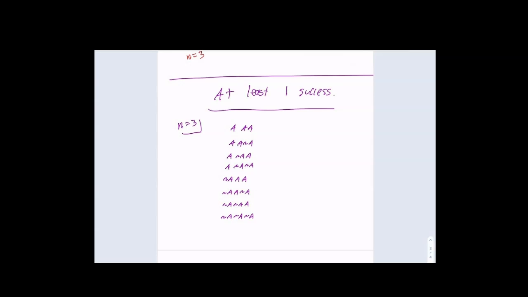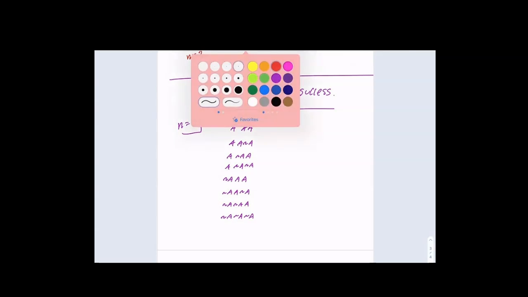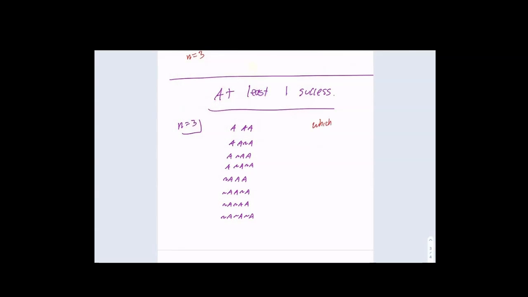So the question I have for you is, which of these has at least one success? So the first one, how many successes does that have? How many successes happen in that first outcome? A, where A is defined as a success. How many successes were there?